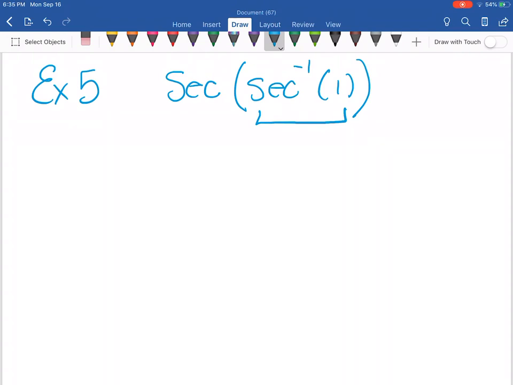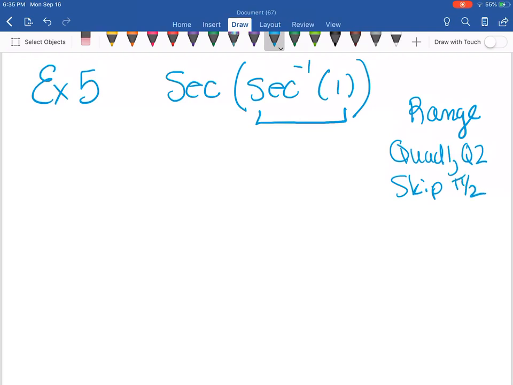And we have to make sure that we're looking at that range, because we restricted the secant function, which means our range is going to be restricted. And for secant, we're looking at quadrant 1 and quadrant 2. However, we're going to skip pi over 2, because at pi over 2, the inverse secant is undefined. We have an asymptote there.